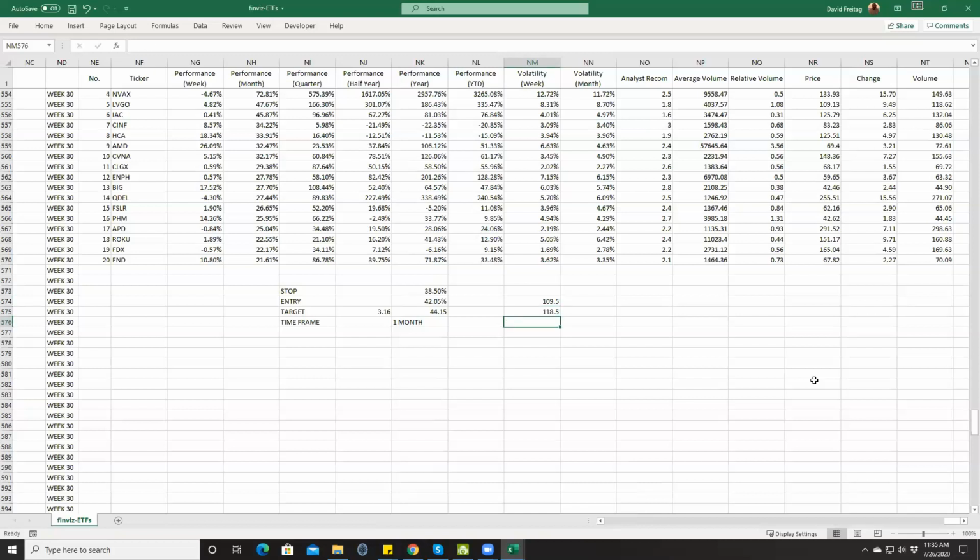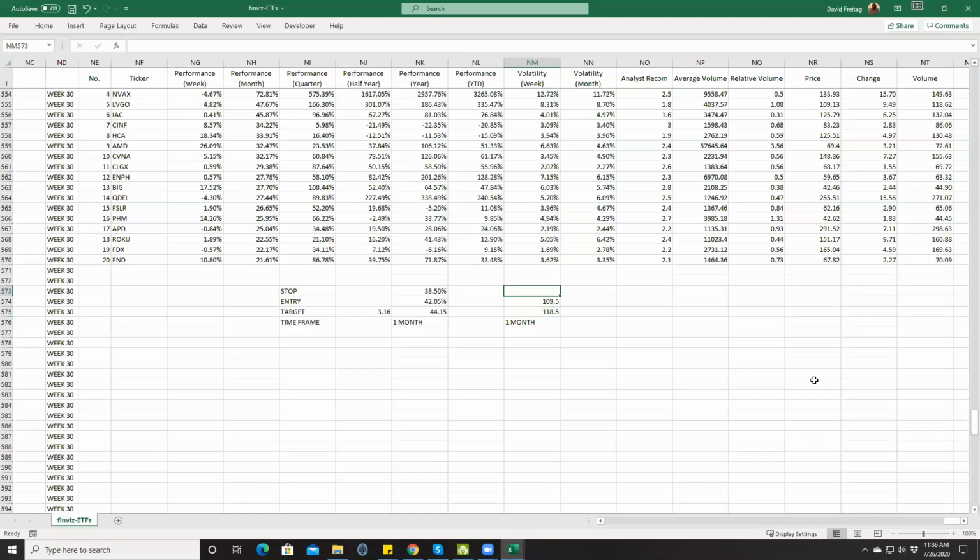What's my time frame? I'm still at 1 month. I might change that for a certain situation. Maybe there's earnings or something that would indicate that I want to be in it for a shorter or a longer period of time, maybe a seasonal situation.